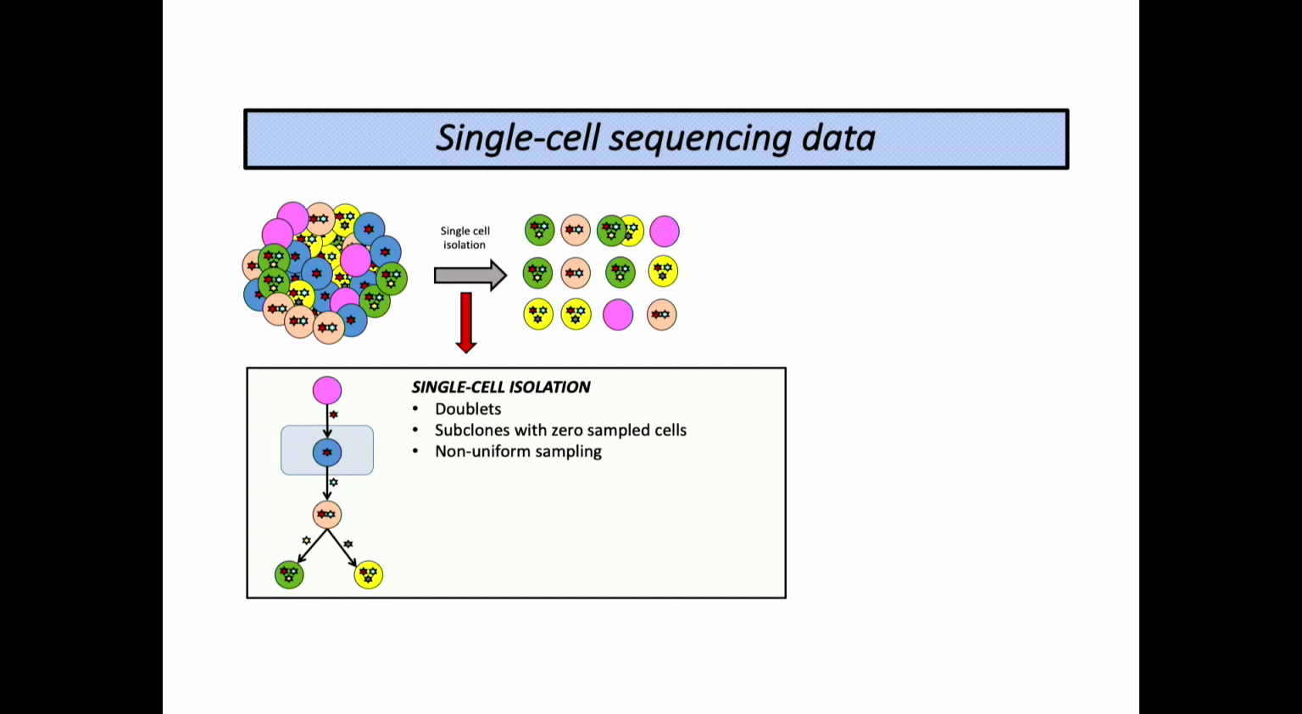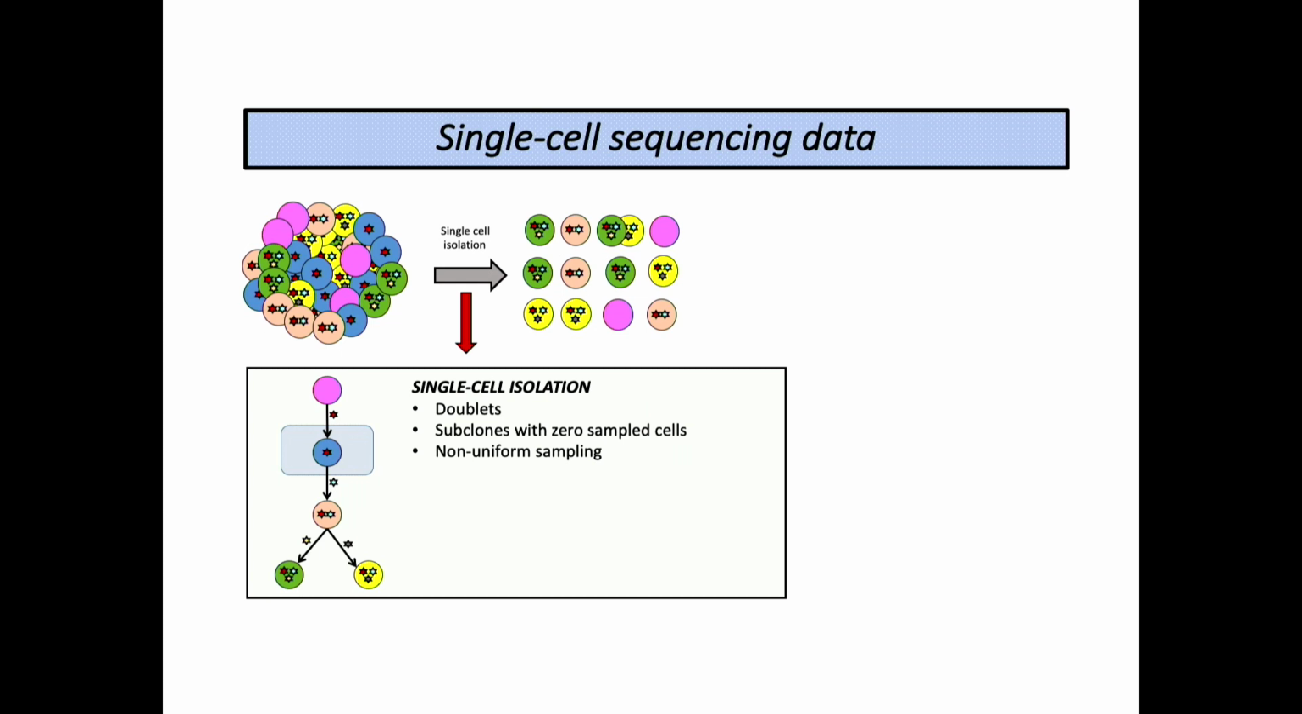Even though the doublet rate has been dropping, it's still a major issue. The second issue is subclones with no sample cells, right? If you have this mixture and you sample a small percentage, the blue subpopulation is not represented here, so you're missing an important piece of the puzzle. Non-uniform sampling is another big issue. Even though you can see that the pink population is at least as prevalent as the green population, since you're getting a small subsample, it's very difficult to say how prevalent one subpopulation is against the other.